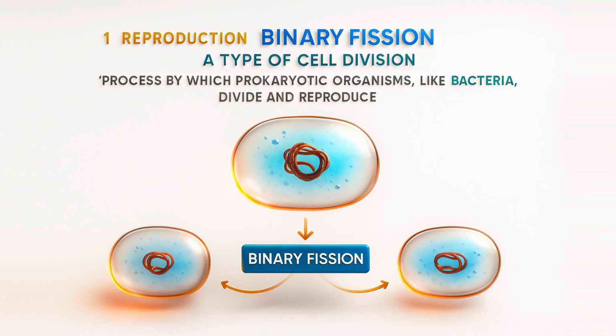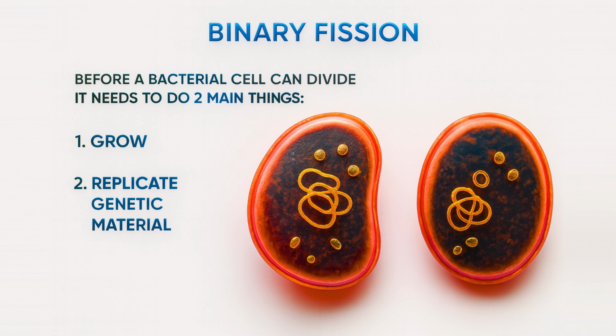Now let's take a closer look at how binary fission actually occurs. Before the bacterial cell can divide, it must first increase in size so that it can support two new cells. It must then replicate its genetic material, meaning the large circular deoxyribonucleic acid strand must be copied, and so must all of the smaller plasmids. After this replication step, the two large circular deoxyribonucleic acid molecules move to opposite ends of the cell, ensuring that each daughter cell will receive one copy.